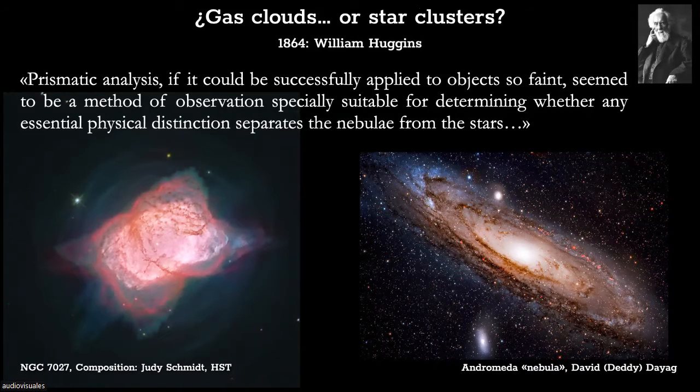Now, one of the first things that they wondered about these objects was, are they clouds of gas, or stars so far away, so crowded by distance, that we see them as a fuzzy cloud? The first one to give an answer to this was William Huggins, an English astronomer and a pioneer in spectroscopy, who proposed to use spectroscopy to determine the nature of these nebulae. He said, prismatic analysis, if it could be successfully applied to objects so faint, seemed to be a method of observation especially suitable for determining whether any essential physical distinction separates the nebulae from the stars.